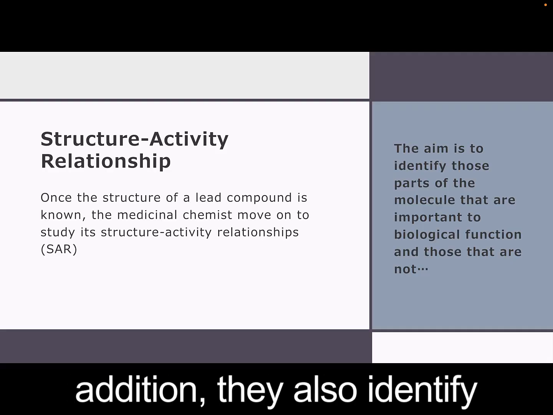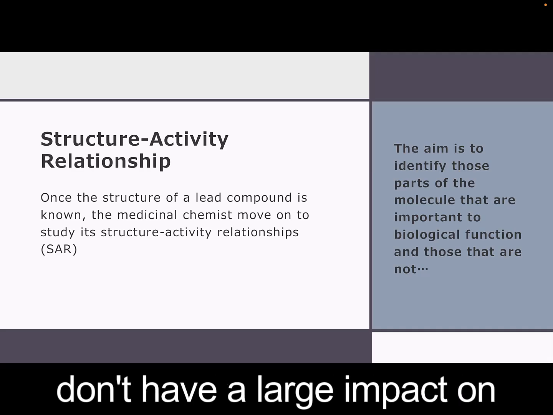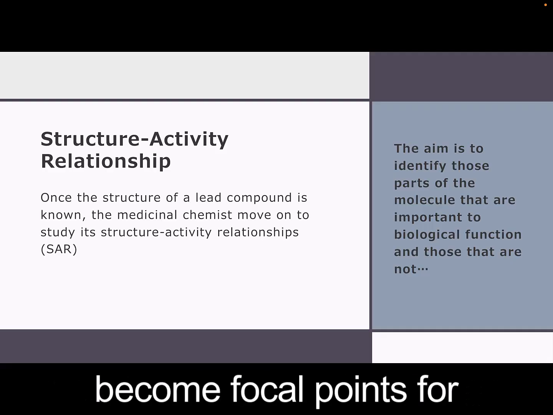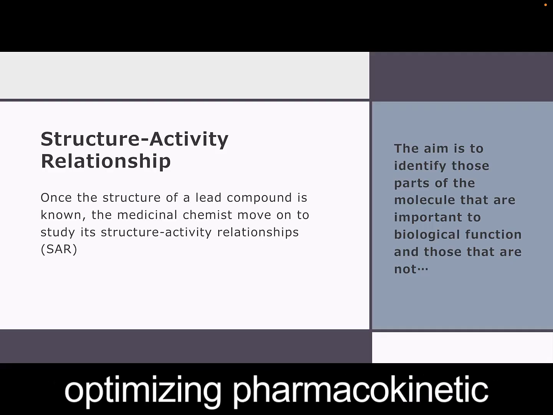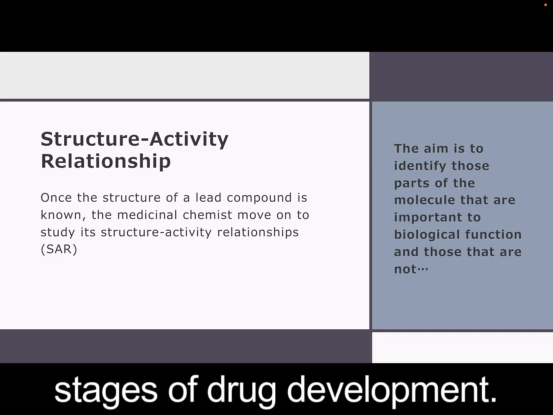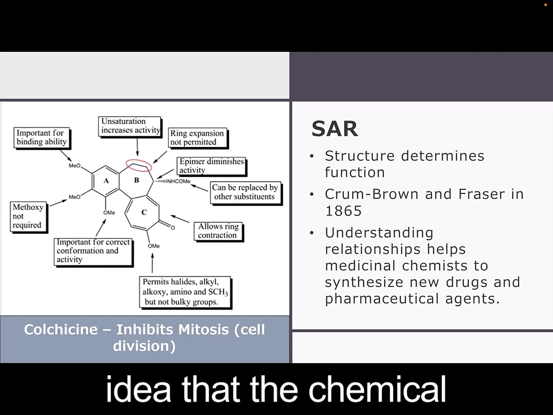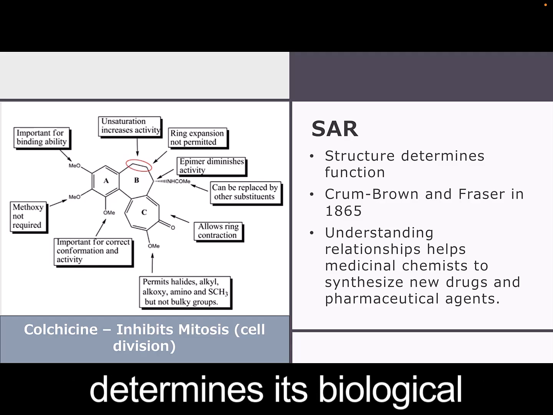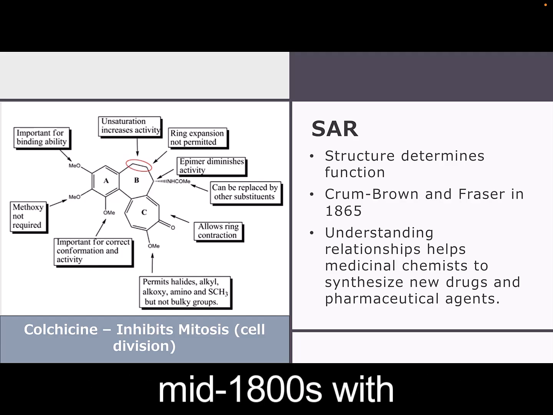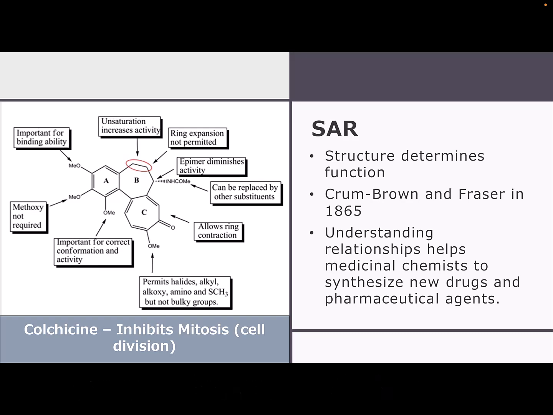In addition, they also identify regions of the molecule that have more flexibility and don't have a large impact on the biological function. These areas of the molecule may become focal points for optimizing pharmacokinetic parameters towards the later stages of drug development. The study of structure-activity relationships, or this idea that the chemical structure of a molecule determines its biological activity, dates back to the mid-1800s with investigations by Alexander Crum Brown and Thomas Fraser.